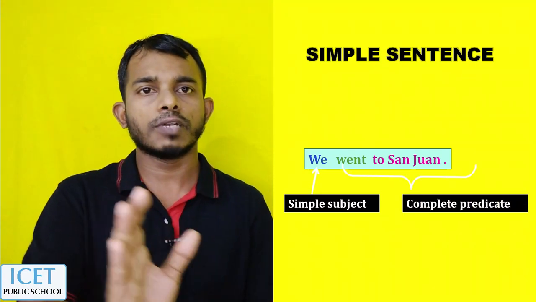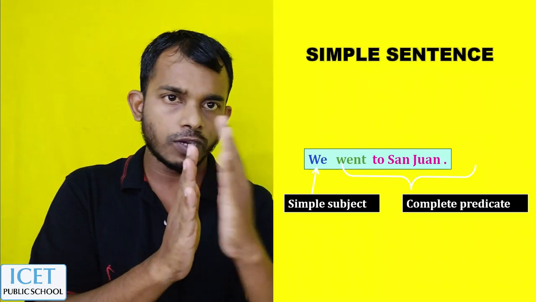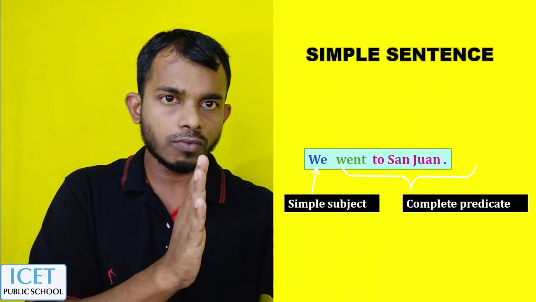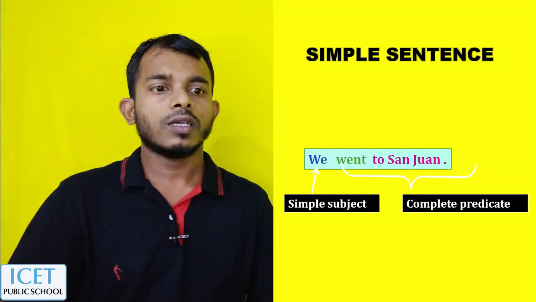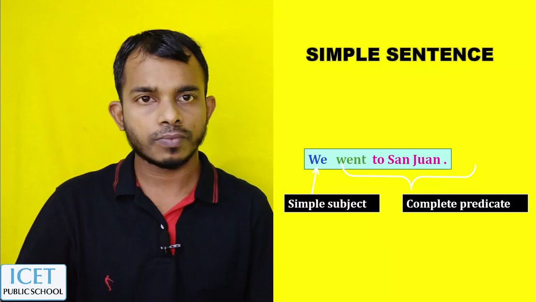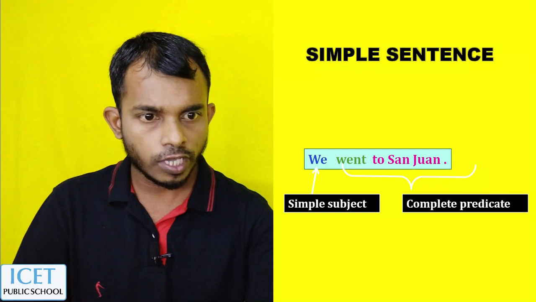This is the complete predicate part. Other than the subject, along with the verb, all the words coming with that, it is all together called complete predicate. Clear? Then we know it.